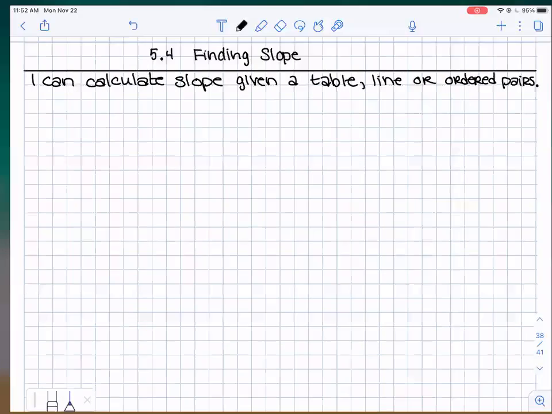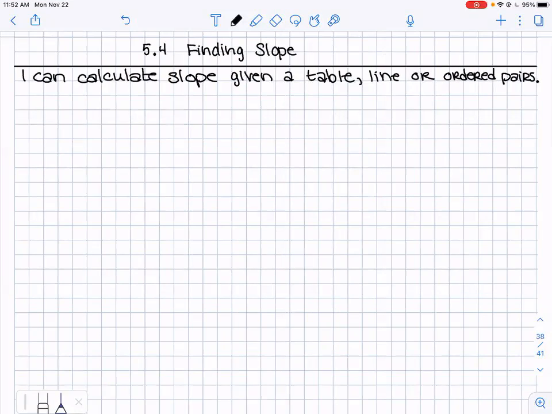All right. So goal for today: I can calculate slope given a table, line, or ordered pairs. Okay. We have done this before. We have calculated slope. This is not anything incredibly new, but it is something that we need to go over in order to get to the next few lessons. Okay. So let's talk about slope.